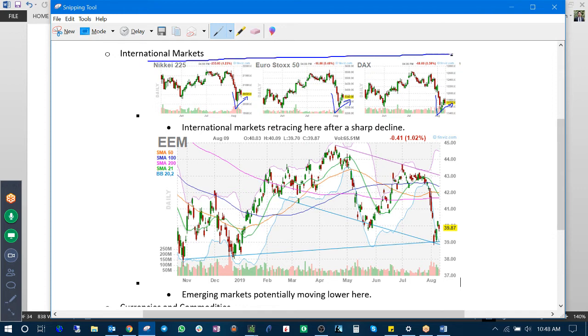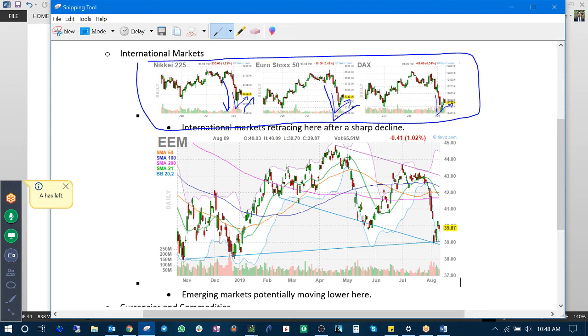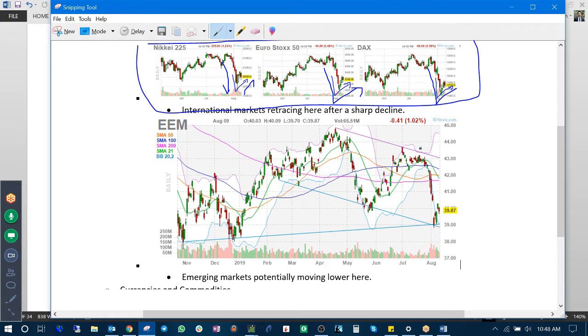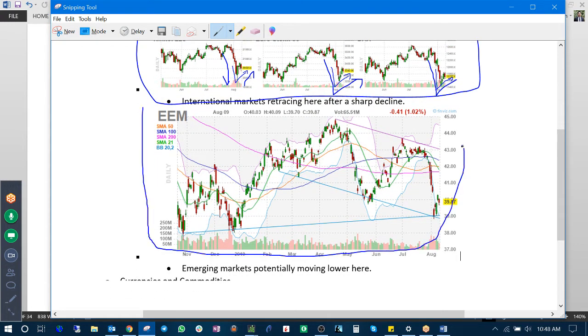Looking over at the international markets, okay, guys? Again, I encourage everyone to review this every week. We had a sharp decline in Japan, and now we see a bounce right here. Nothing much. Euro Stocks 50, Europe, a bounce right here. Again, nothing much. DAX, also a bounce. Again, get used to watching all that. This one down here is emerging markets. In emerging markets, we had a sharp decline last week, and then we have a bounce right here.